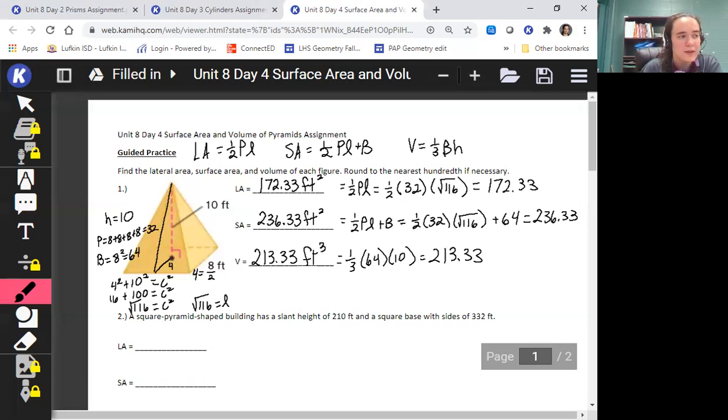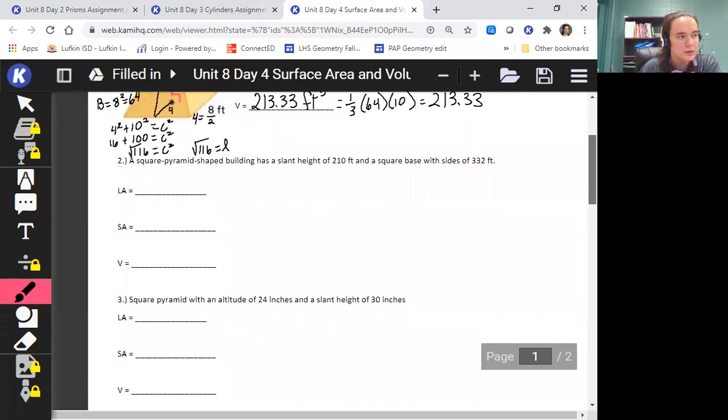Please remember that for volume, it's your units cubed. For your total surface area and your lateral surface area, it's your units squared. Our next one, we have a square pyramid shaped building that has a slant height of 210 feet and a square base with sides of 332 feet.